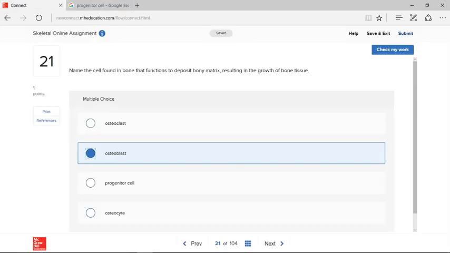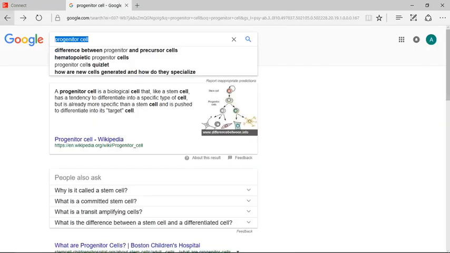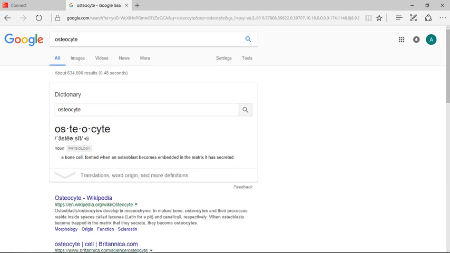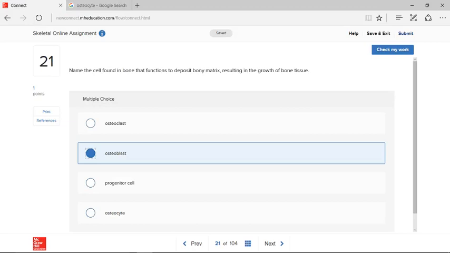We also got an osteocyte. An osteocyte is formed when an osteoblast is done secreting bone tissue and fully encases an area. An osteocyte is a bone cell formed when an osteoblast becomes embedded in the matrix it has secreted, right? So once it fully engulfs itself, an osteocyte is formed. And therefore, bam, magic happens.